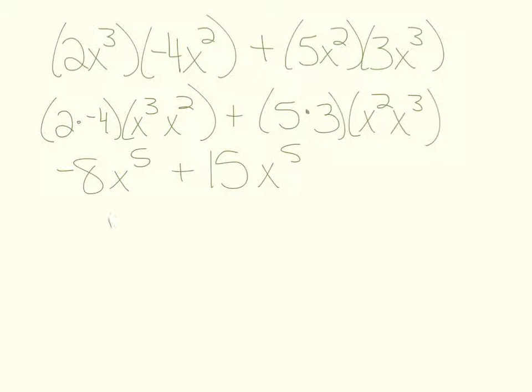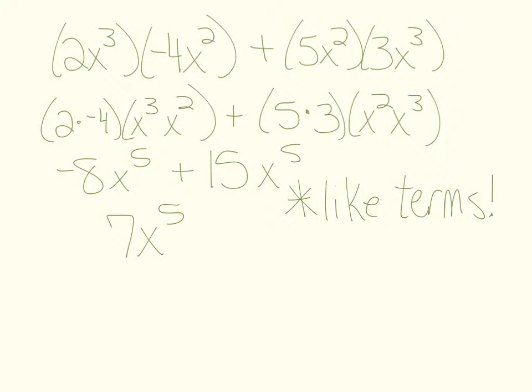negative 8 plus 15 is 7 x to the 5th. You can only do that because these are like terms. That's important. If they were not like terms, this part right here would be your final answer. This only happens because they were both x to the 5th.